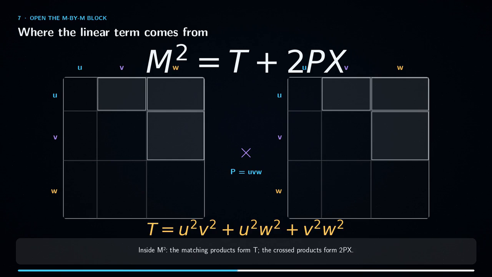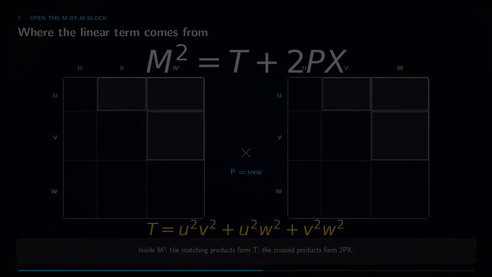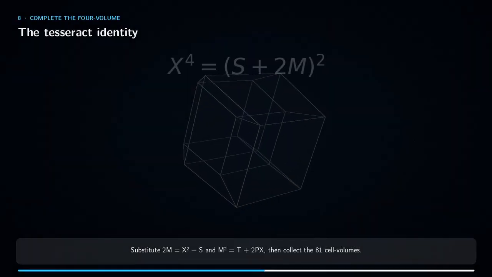Its 3 matching pairings total T: u squared v squared, u squared w squared, and v squared w squared. Its 6 crossed pairings occur in mirrored pairs. Factoring P equals uvw, those pairs total 2P times u plus v plus w. Since that sum is X, M squared equals T plus 2PX. We can now eliminate M.